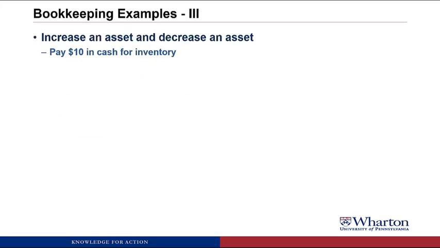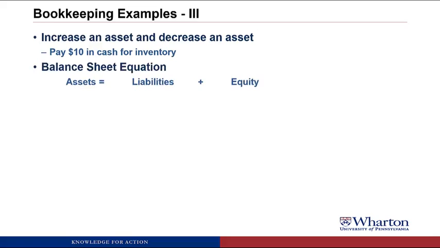Next example, let's look at increasing one asset and decreasing another asset. The example transaction is that we pay $10 in cash for inventory. The accounts involved here are cash and inventory, and cash is going down by 10. Inventory is going up by 10. Our balance sheet equation would look like this. All the action is on the left-hand side where we have one asset going down and one asset going up by the same amount, so they cancel.